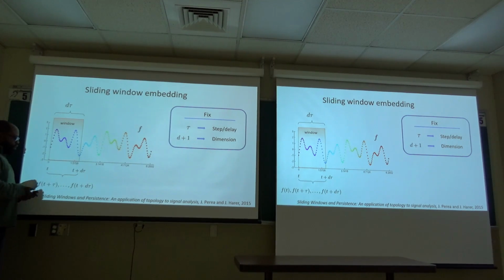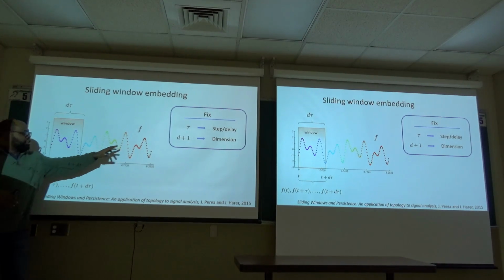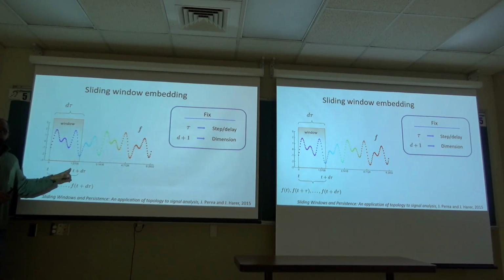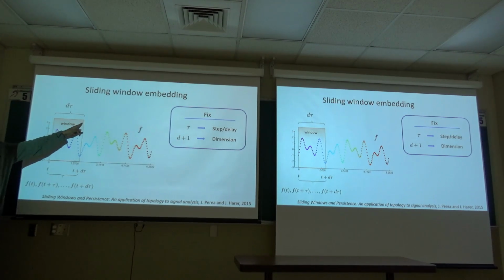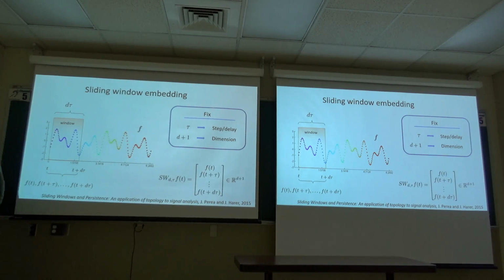So what I'm going to do is evaluate the function. Let's say that I can evaluate the function that gave rise to the time series. I'm going to evaluate it at the points f of t, t plus tau, t plus 2 tau, all the way up to t plus d tau. Okay? Effectively, what I've done is I've discretized this window of the time series into d plus 1 values. You can put all of that in a vector, and let's call that the sliding window of f at the point t with the parameters d and tau.